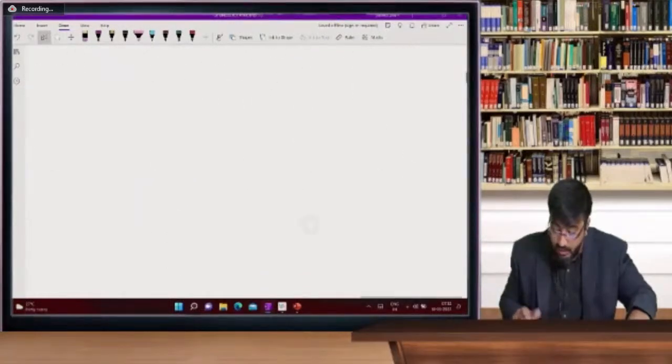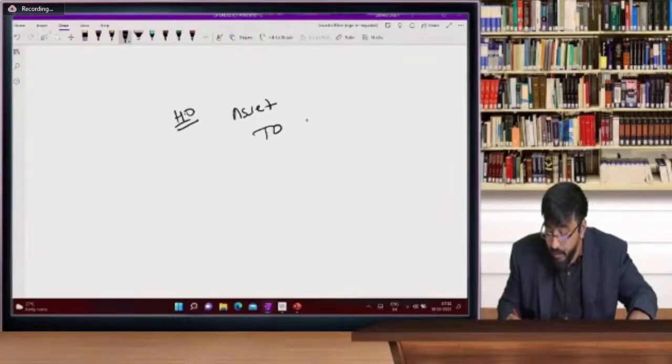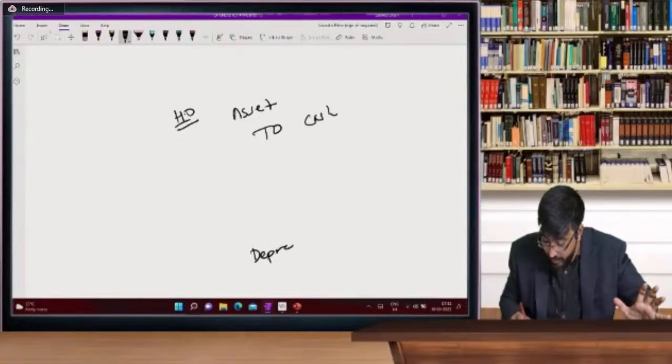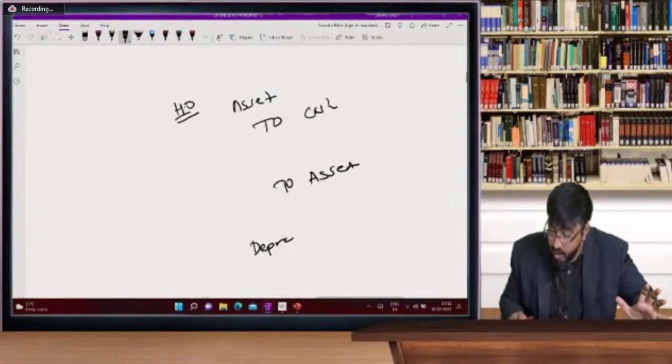Understand it logically. Whenever HO is buying an asset, the asset will be recorded in the books of HO. But who is using this asset? So asset to cash. Asset is used by branch. So depreciation will be recorded by branch. Depreciation will be recorded by branch and the asset is maintained by head office. So depreciation to asset is the entry.